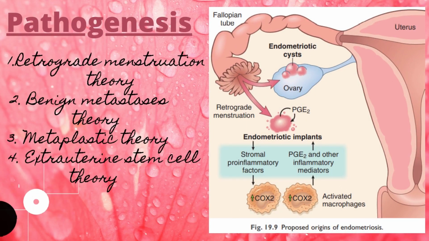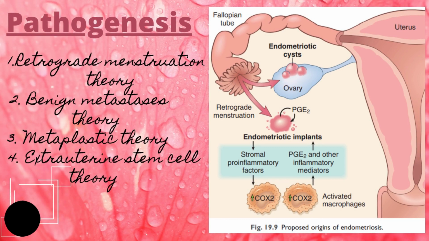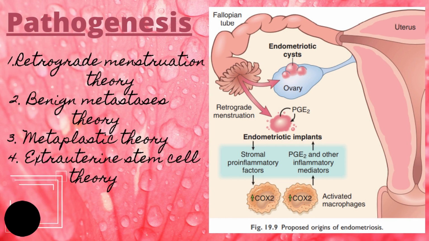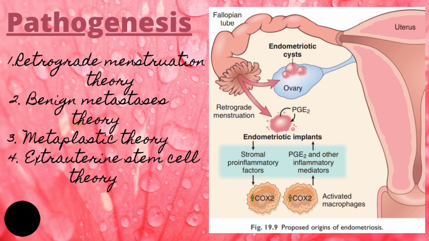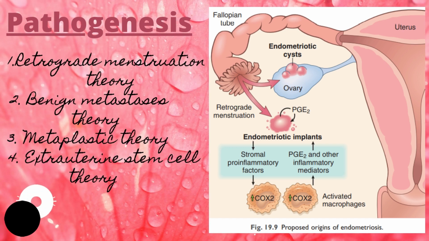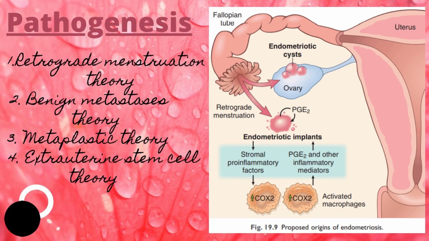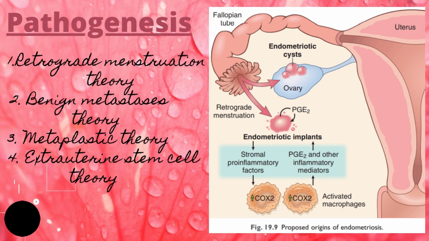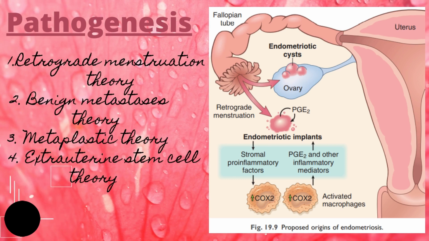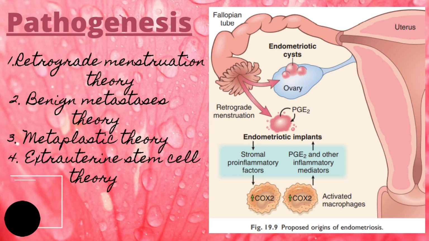Now let's go towards the pathogenesis, which is actually unclear, but there are certain theories that have been proposed to explain endometriosis. The first one is the retrograde menstruation theory or the regurgitation theory. According to this theory, endometriosis occurs when the menstrual blood backflows through the fallopian tube and gets implanted to the nearby tissues. So this was the retrograde menstruation theory.